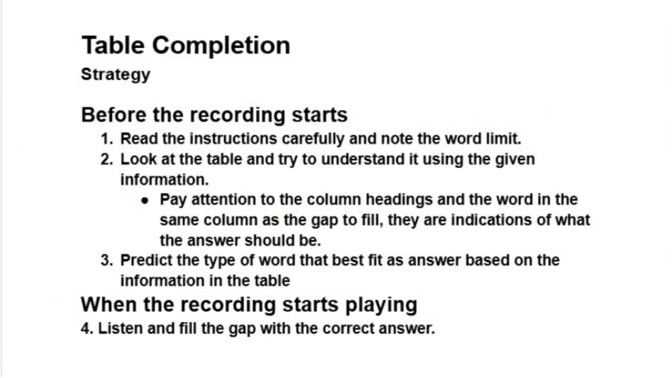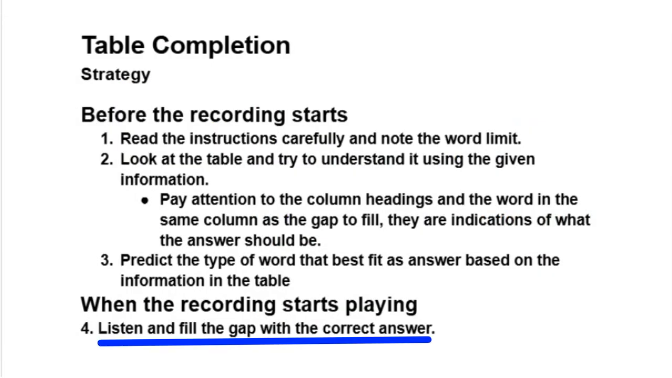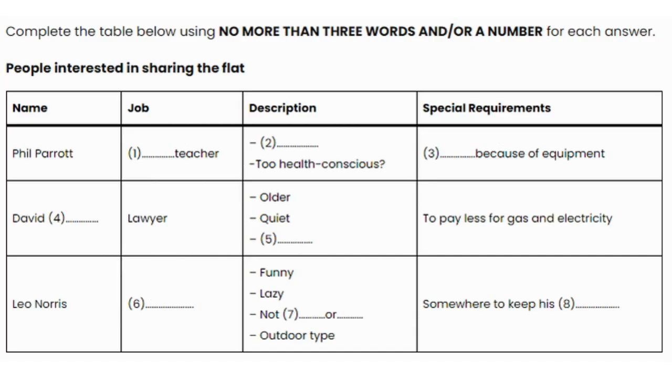The next step is predict the type of word that best fits as the answer based on the information in the table. This one is quite clear. So we already know the kind of word we were expecting here. For number 1, we're expecting the job title, like it could be a school teacher, it could be class teacher, anything, but it's a teacher. Listen and fill the gap with the correct answer. So that's the tough part of it. All these parts are quite easy. So we'll be answering this question.